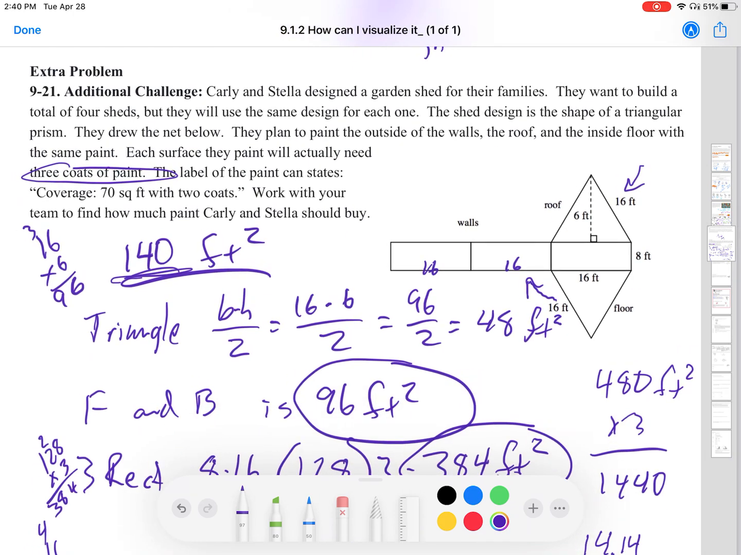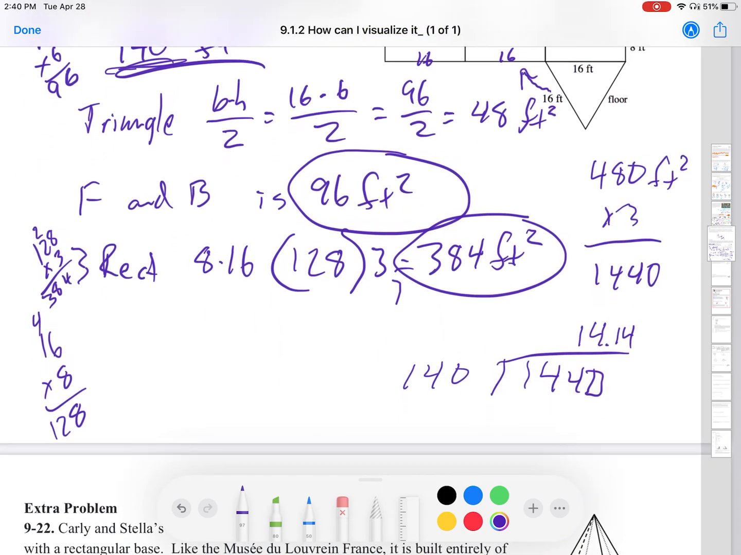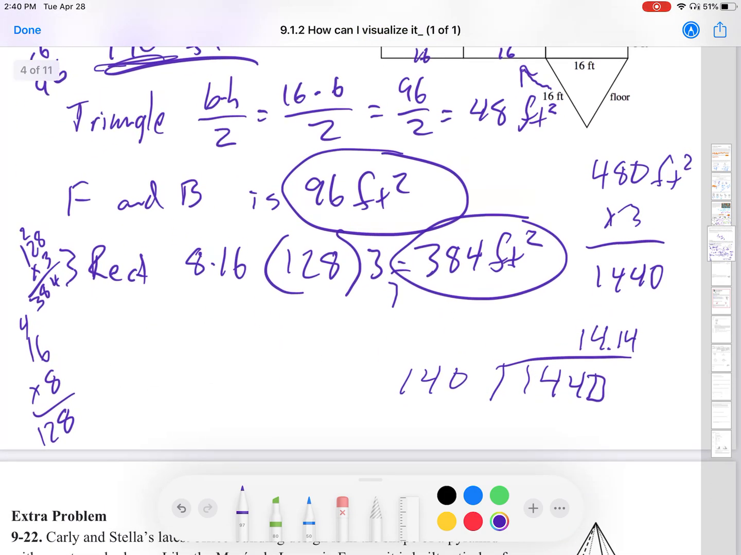The shed design is the shape of the triangular prism. They drew the net below. They plan to paint the outside of the walls, the roof, and the inside floor with the same paint. Each surface they paint will actually need 3 coats, right? So that's what we did, 1,440. And it says 70 square feet with 2 coats. So that's 140. For some reason, they multiply by 12 coats, and I cannot understand why.